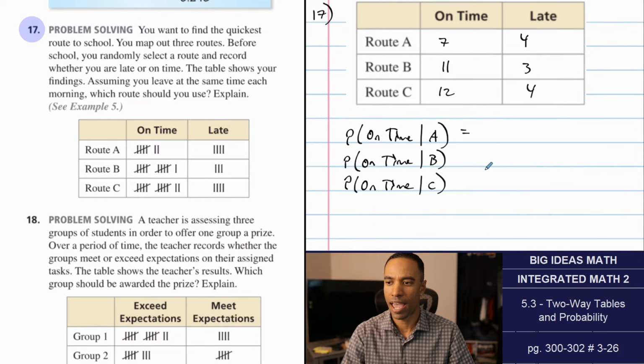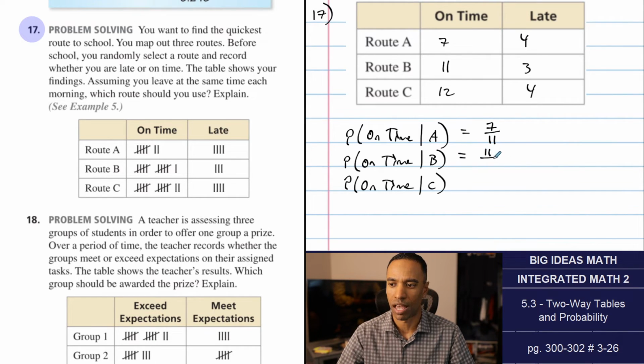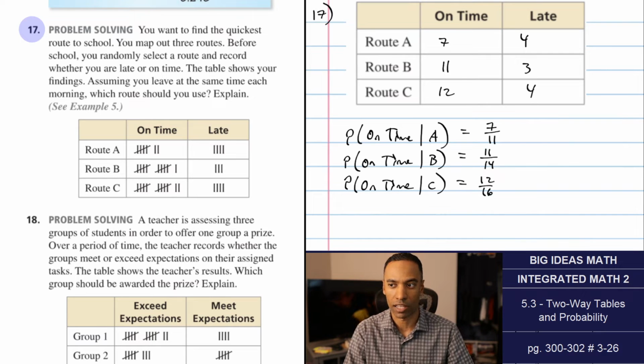So for A, you were on time 7 of 11 times. For B, you were on time 11 of 14 times. For C, you were on time 12 of 16 times. So 7 of 11, because you're adding those, right? Because the times that you were late. Notice that it's just conditional along the rows. So 7 over 11 is 0.636.